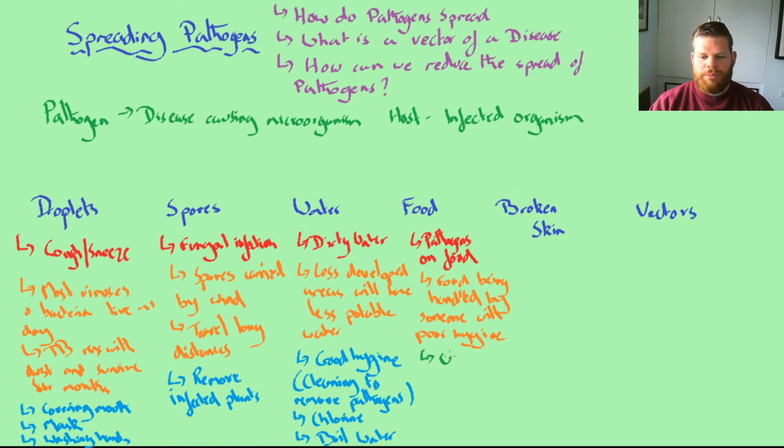Now, a pathogen that's ingested in this way is known as the oral route. I'm just going to write this in green. Oral route. So when a pathogen enters via the mouth, that is known as the oral route.